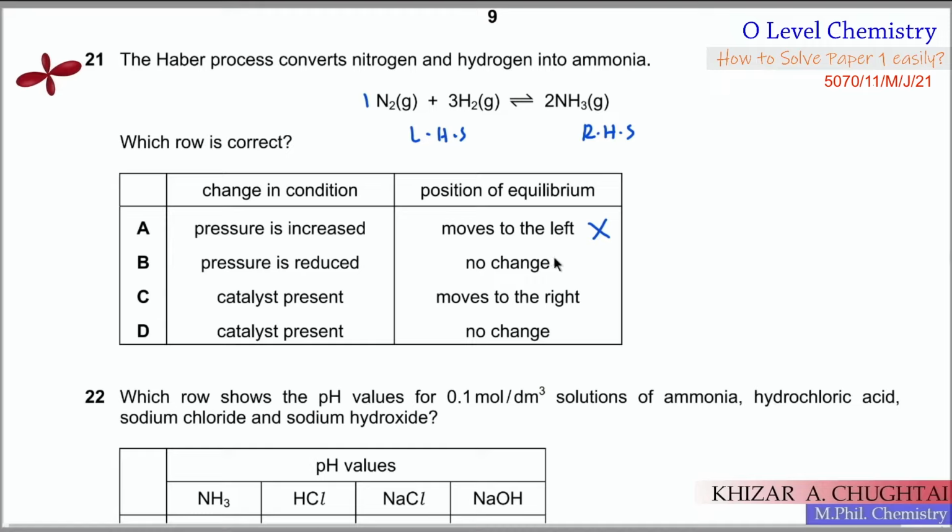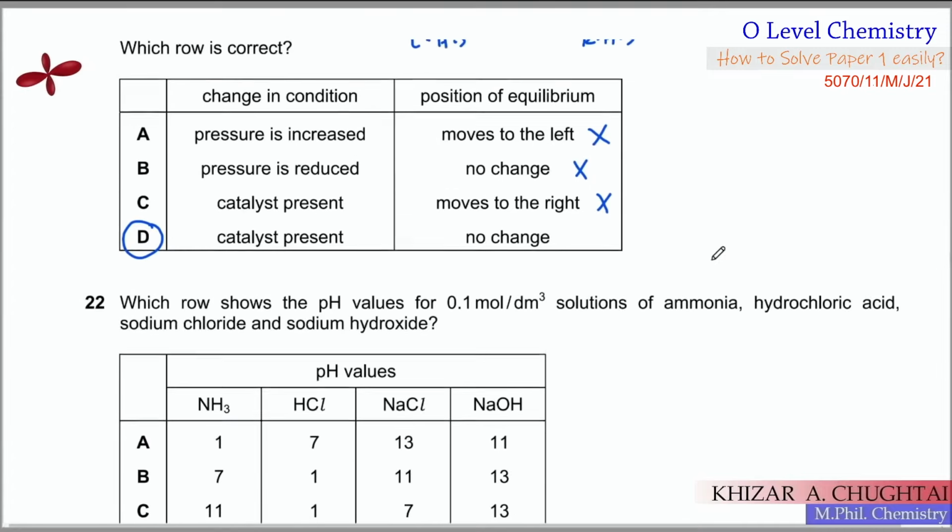Pressure is reduced, no change. No, there will be a change because the number of moles are not equal. On the left hand side there are 4 moles and on the right hand side there are 2 moles. So this is also wrong. Catalyst present, moves towards the right. No, because a catalyst cannot change the position of equilibrium. Catalyst present, no change. Yes, it is correct. A catalyst cannot alter the position of equilibrium. It will change the speed of reaction only.